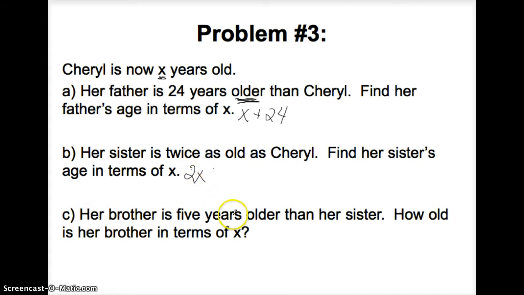Here's part C. Her brother is 5 years older than her sister. How old is her brother in terms of X? So her brother is 5 years older than her sister, which we know is 2X. So if he is 5 years older than this age, then we're just going to add 5. Okay, so if you need to pause to write this down or go back and re-watch this, make sure you do. Here's the homework for tonight.